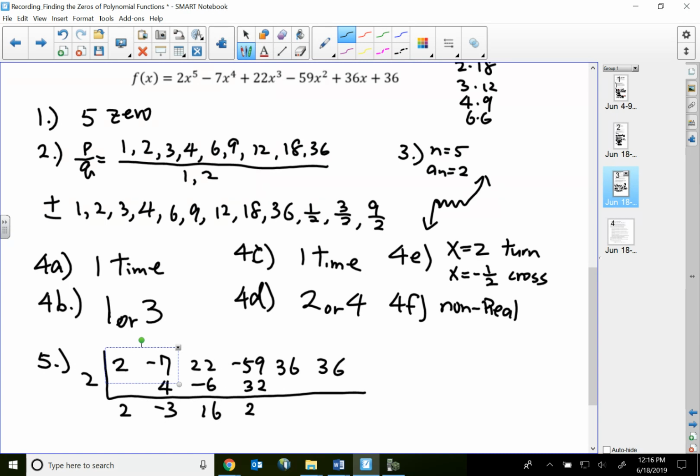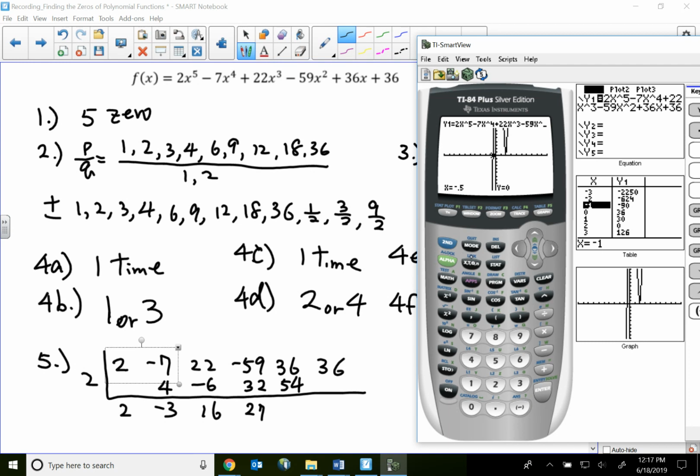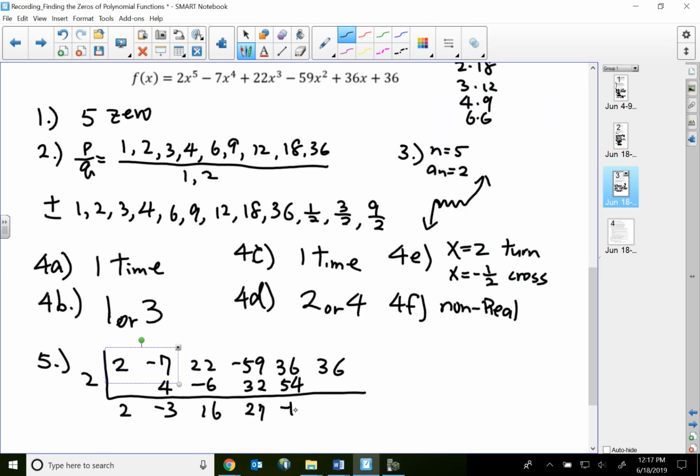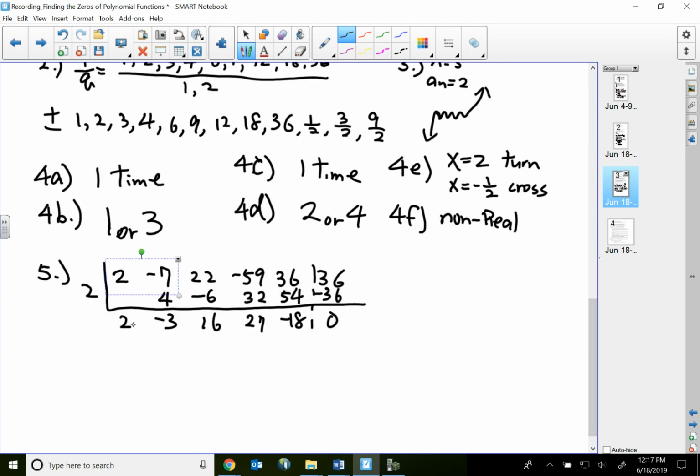Make sure to copy it down right. 59, 36, 36. 5, 4, 3, 2, 1, 0. Yep. 27, 34. Excuse me. 54. 36 minus 54 is -18. 2 times -18 will be -36. Remainder is 0. Okay, so this is 2x to the 4th power right now.